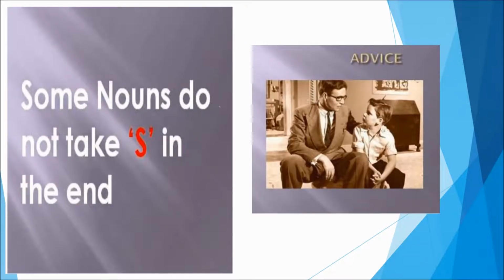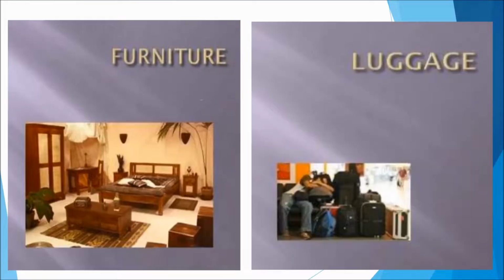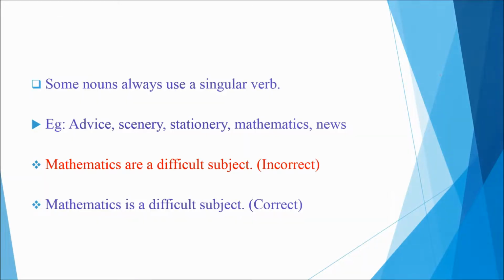Some nouns do not take s in the end. For example, advice, furniture, luggage, etc. Now let's see the rule. Some nouns always use a singular verb. Example, advice, scenery, stationery, mathematics, news.